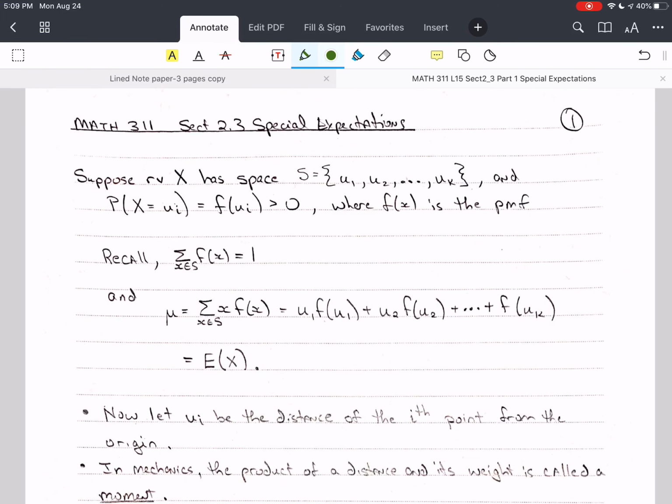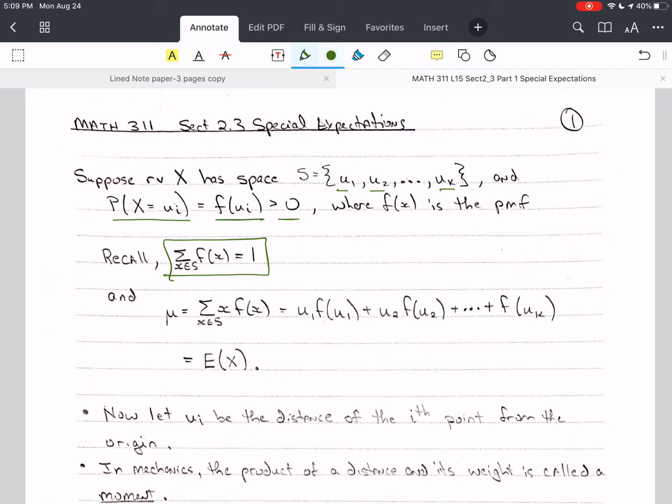So let's say that our random variable x has a space, and we're calling it u1, u2, up to uk. And the probability that random variable x is equal to u sub i is f of u sub i. And that has to be greater than 0 when u sub i is in the space. It's a positive number. And f of x is our PMF. Recall that the sum of f of x across all values of x is equal to 1, because that takes up our whole distribution, and the total probability in a distribution has to be 1.